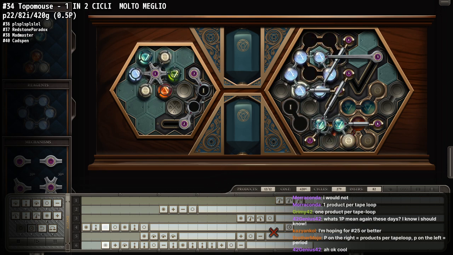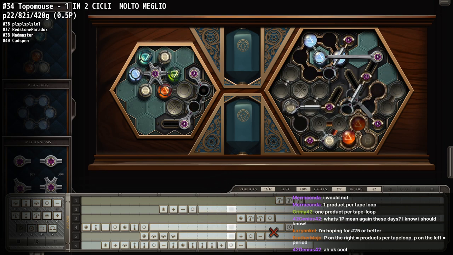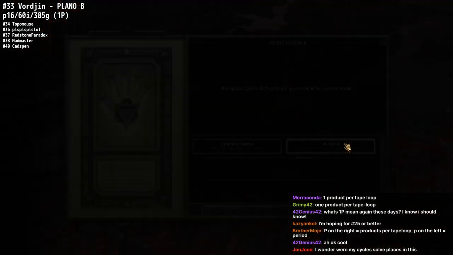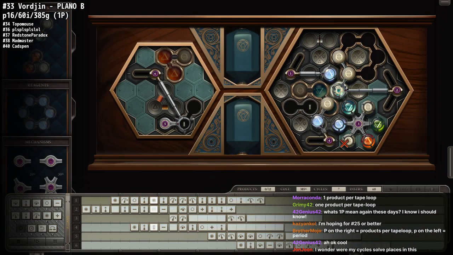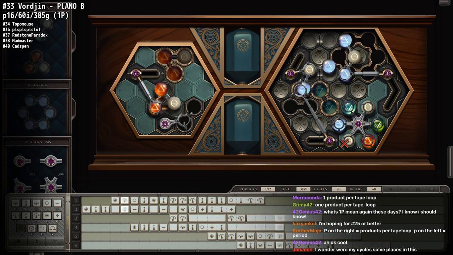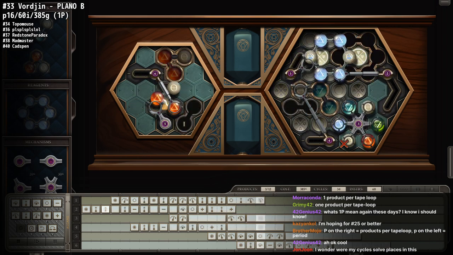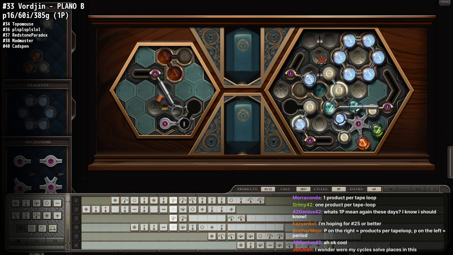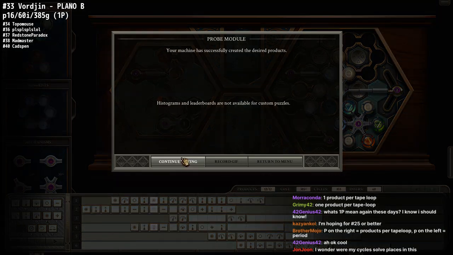Okay, next up we have... Oh no, that's cycles. I assume it's the same one that we use for AI. So yeah, this one is by Vorgin. And we're getting down to P16. And this is another one where it's doing the deconstruction in the right chamber.